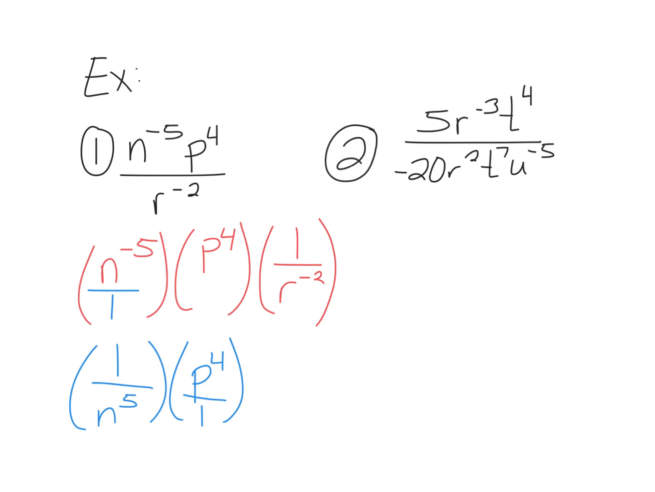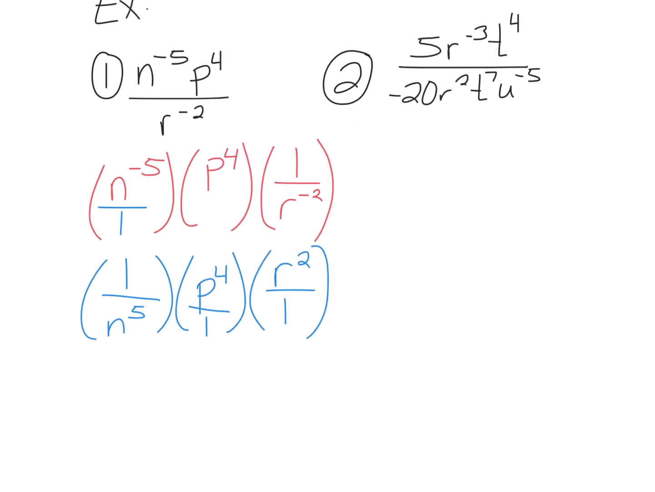Now, what about that last one? 1 over r to the -2. Do we like negative exponents? Want to get rid of the negative. How can I get rid of the negative? Flip it. Reciprocal. So I have r to the 2nd over 1. So when you flip it, that exponent becomes positive, no matter which way you flip it. Now let's just put it all back into one fraction.